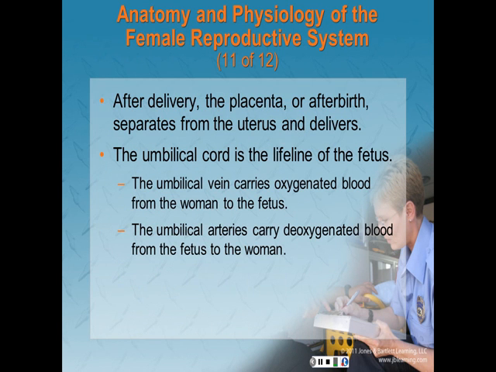The umbilical cord is the lifeline of the fetus, and it connects the woman and fetus through the placenta. The umbilical vein carries oxygenated blood from the woman to the heart of the fetus, and the umbilical arteries carry deoxygenated blood from the heart of the fetus to the woman.